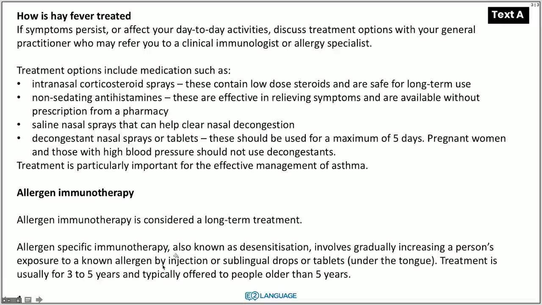Okie dokie, so when I look at text A, I see this word treated, okay? So we're talking here about treatment. This is what this text is about. We've got something here about symptoms, specialists, medications. Here we have dot points listing various types of medications, including antihistamines or sprays or nasal sprays or decongestants. Something else about treatment. Here I have allergen immunotherapy, something about long term.